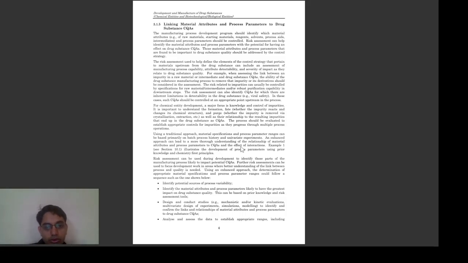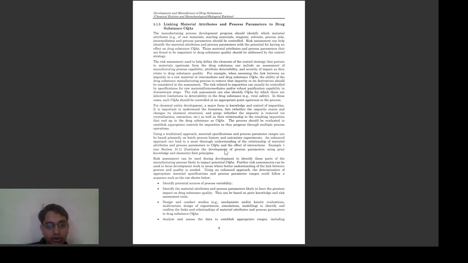And this can be based primarily on batch process history and univariate experiments. An enhanced approach leads to more understanding of the relationship of material attributes and process parameters to drug substance quality and their interactions. It illustrates the development of process parameters using prior knowledge and chemistry first principles.